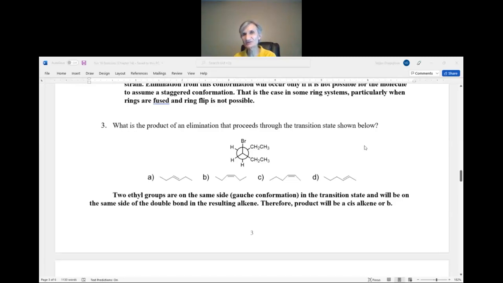Question number 3 is variation on the previous question. Another way to ask this material. What is the product of an elimination that proceeds to the transition state shown below? And so now here we have a transition state. And so what's the product of the elimination? Well, carbon-bromine and carbon-hydrogen are broken. So pi bond is going to form there.